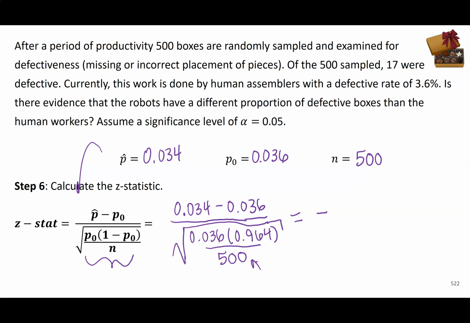I'm going to get something like negative 0.24. So just things to note as far as standard deviations away from the mean: this means that what we saw in our sample is 0.24, not even a quarter of one standard deviation, less than the mean. So it's pretty close to the mean. I think it's very likely with something that's so close to 0 that we're probably not going to have enough evidence to say that what the robot's doing is so different from the humans.